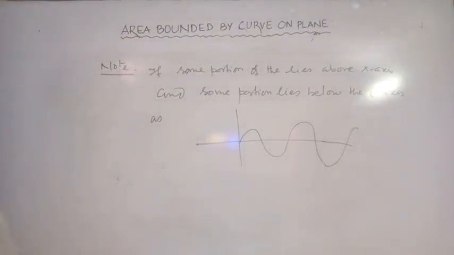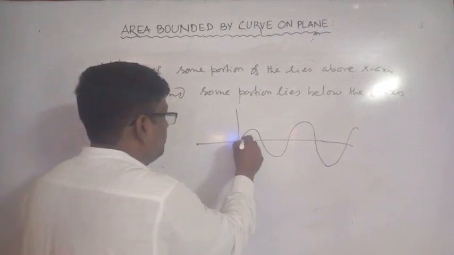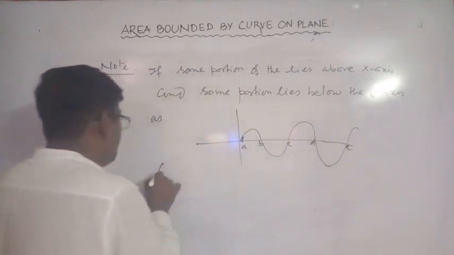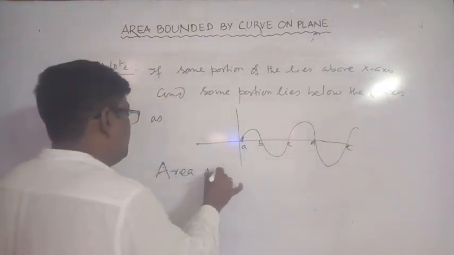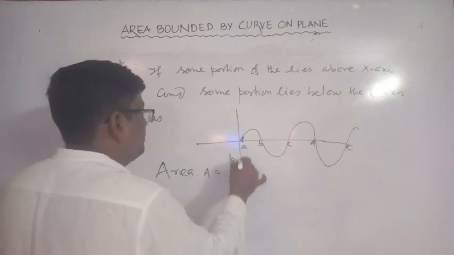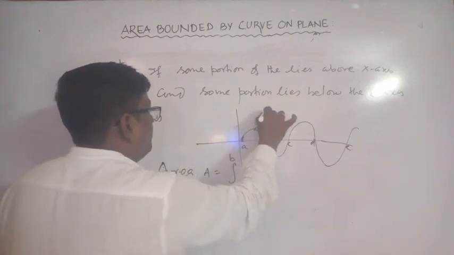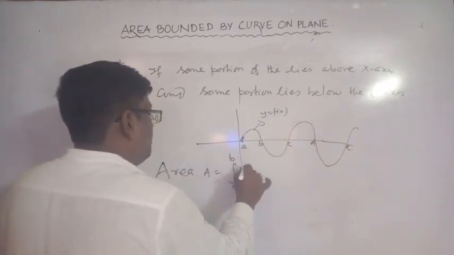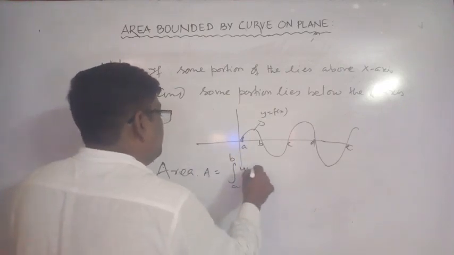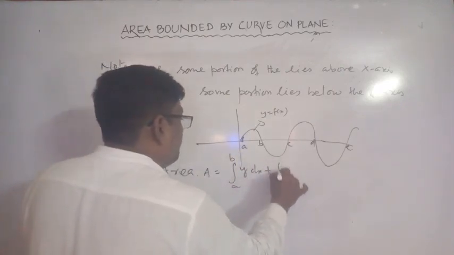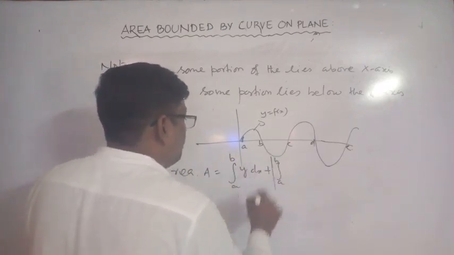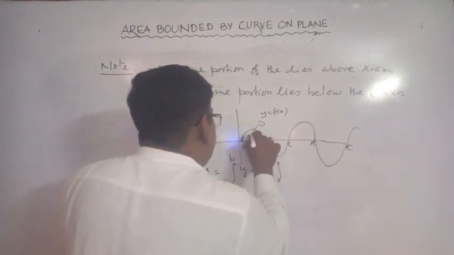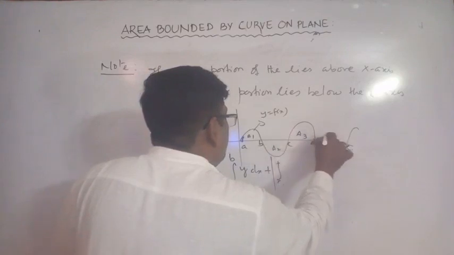Okay, then area. Suppose this is A, this is B, this is C, this is D and this is E. So area A is equal to the integral from A to B of f of x, that is y, dx, plus mode of the integral from A to B. This is mode of this, this is C to D. This is suppose A1, this is A2, this is A3 and this is A4.